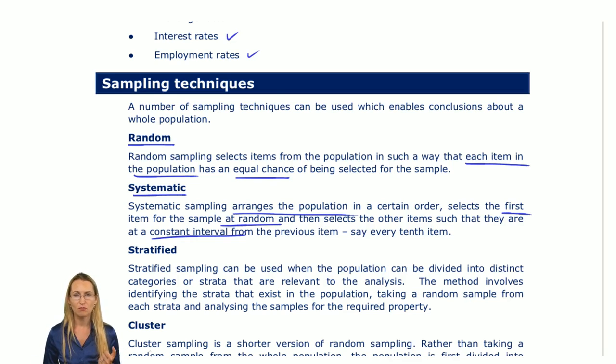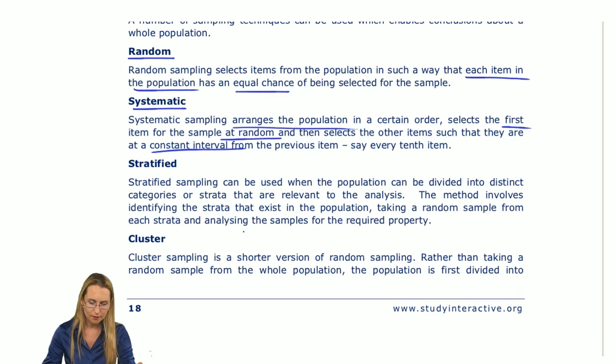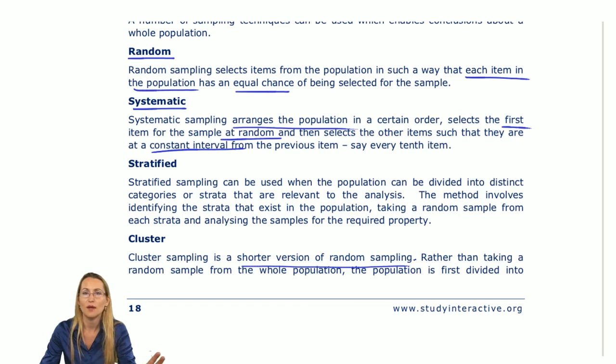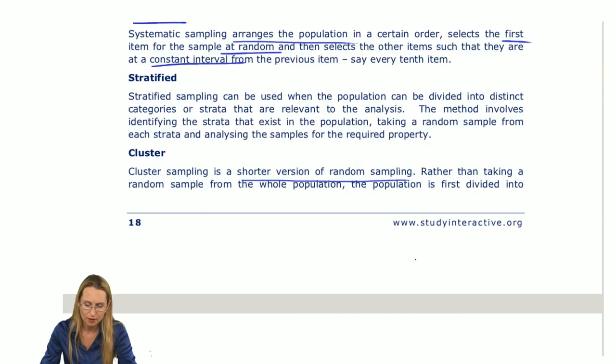So remember, those strata should not cross over. You cannot get someone who is 25 and falls into both a group of 20 to 29 and 30 to 39. So it works like that. It could be based on sex, it could be based on lots of different criteria. Then cluster sampling, it's a shorter version of random sampling. Here you select clusters and then you apply random sampling to a particular cluster.